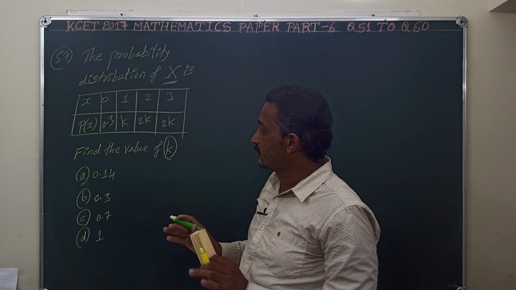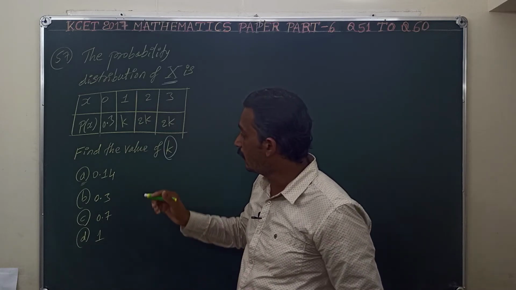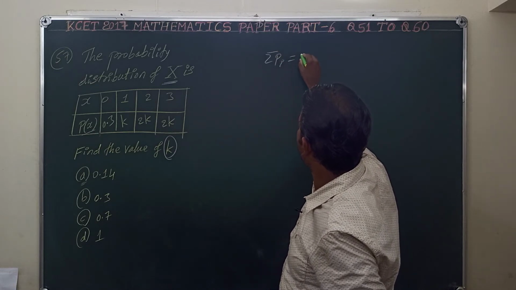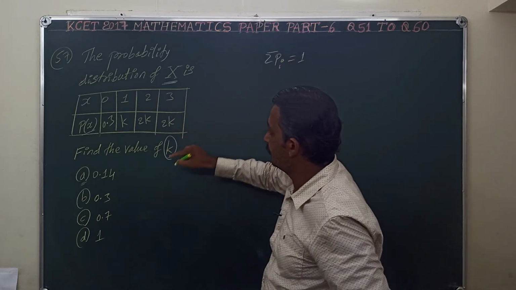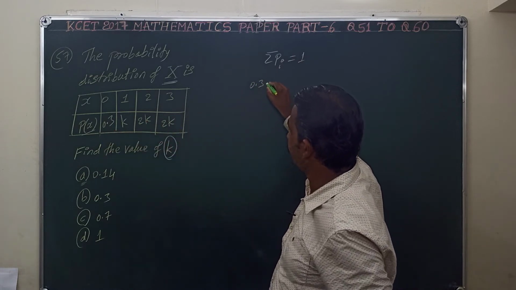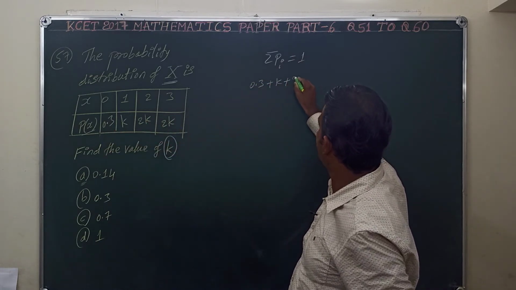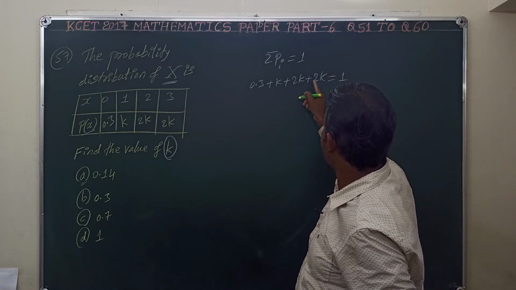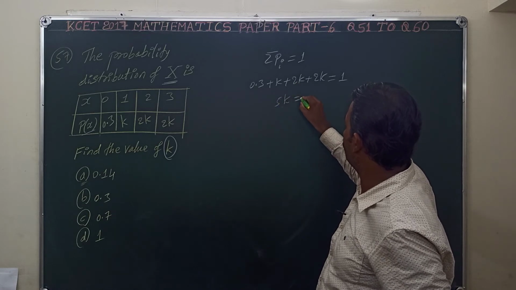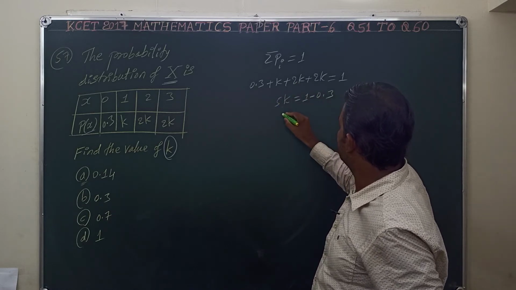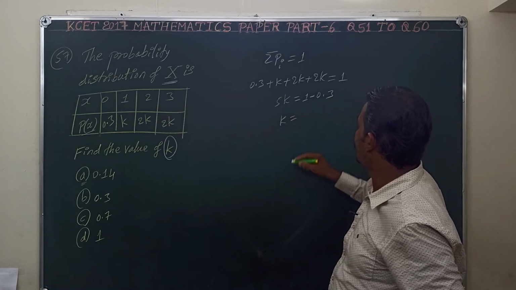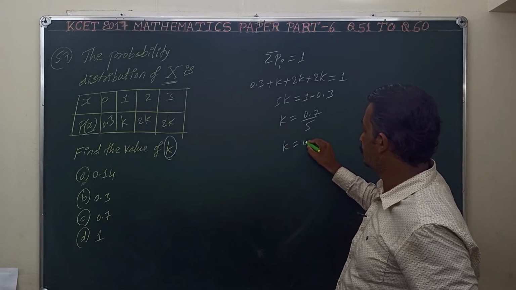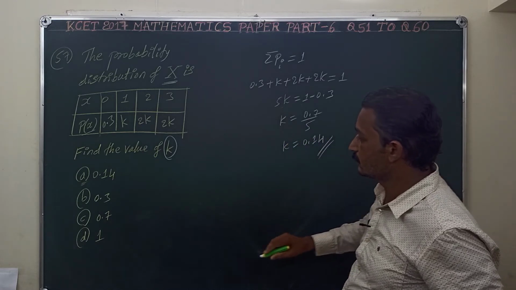Using the probability condition for the probability distribution table, summation of all pi is equal to 1. Using this condition we have to find the k value. All pi means 0.3 plus k plus 2k plus 2k equal to 1. 2k plus 2k is 4k, so 5k equal to 1 minus 0.3. So k is equal to 0.7 divided by 5, which is 0.14. So k value is 0.14.